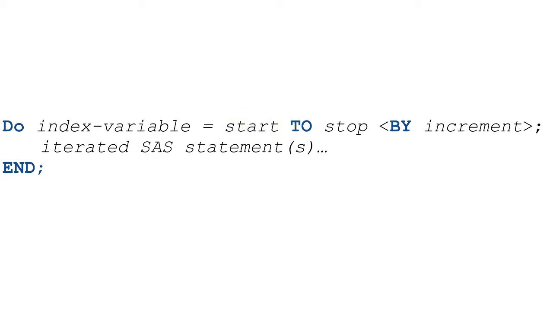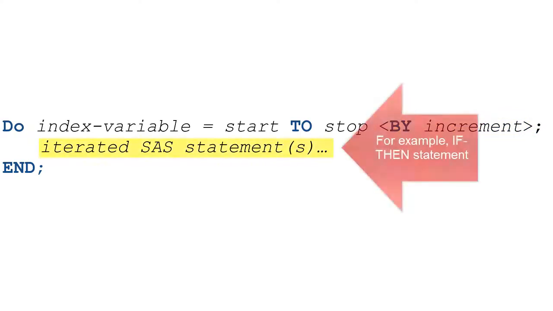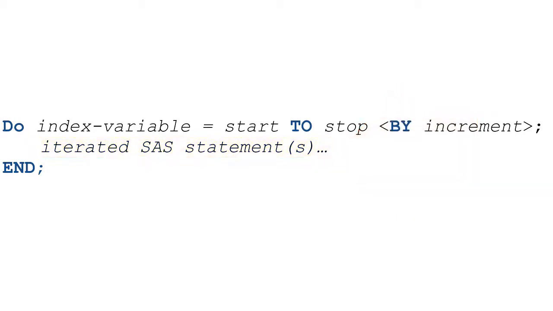The to clause tells SAS that there will be a stop value. The stop value is the last index value that executes the do loop. The optional by clause specifies an increment value for the index variable. So far we've used the default value, which is 1. Then you have a SAS statement, or a group of SAS statements, to be repeatedly executed. And finally, all do loops conclude with an end statement.